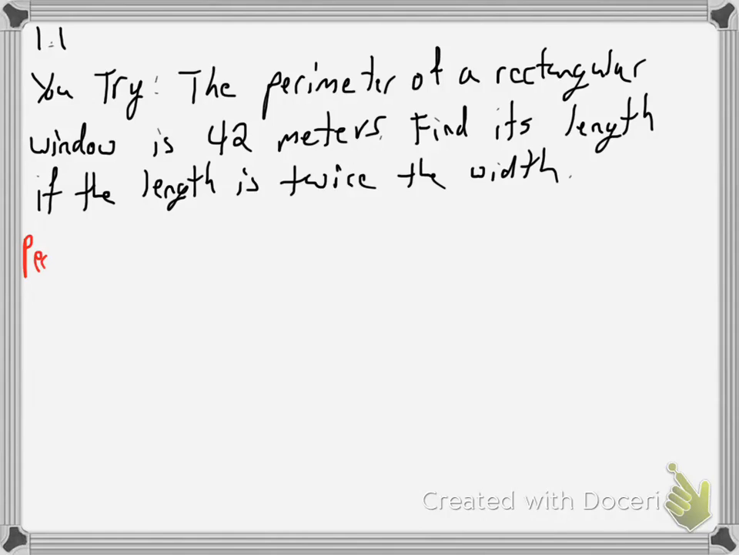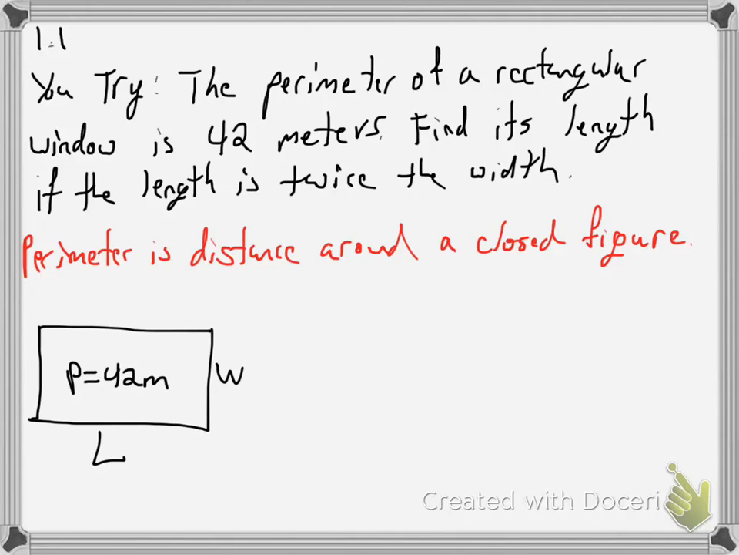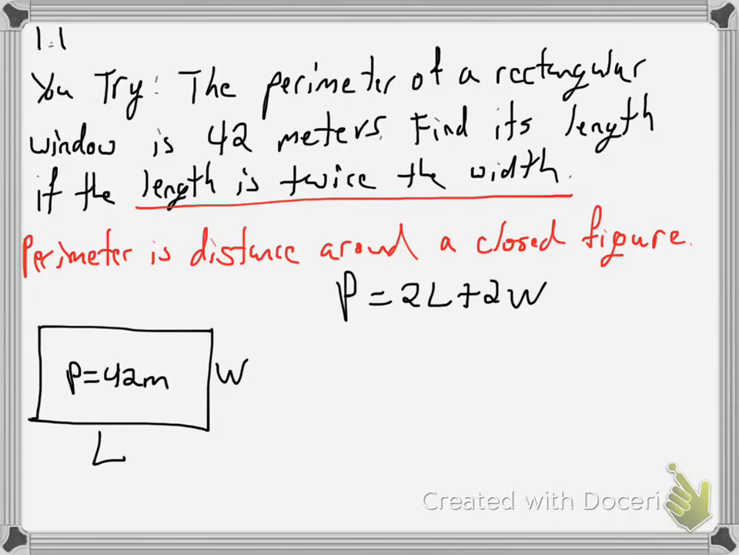So the first thing we need to know is what is the perimeter. And the perimeter of a closed figure is going to be the distance around it. So here's our rectangle, and they say our perimeter is 42 meters, and we'll go ahead and label the length L and the width W, and then the perimeter formula short is 2 length plus 2 width. If you add them all up, you have 2 lengths and 2 widths. So that's the formula.